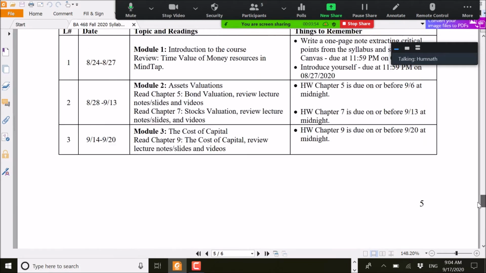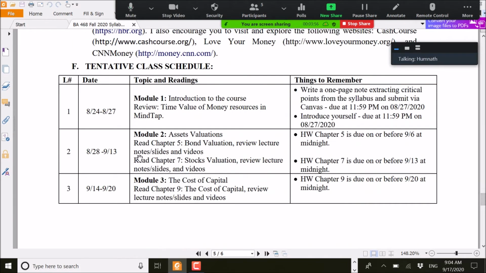If you go to the syllabus here, I have organized the course by modules. Currently we are in the cost of capital module, and I have also given the time frame. From September 14th to September 20, we're going to be covering Module 3, the cost of capital. This assignment is due at 9/20, which is September 20 at midnight.